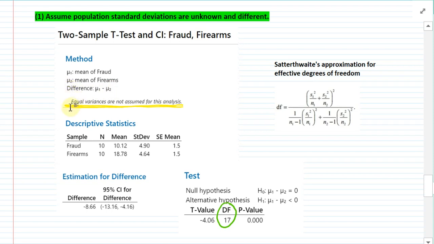And notice I've highlighted underneath that phrase, equal variances are not assumed. But anyway, for number 1, remember, we just have unknown but different. So we are not assuming equal variances. And this is what I was talking about. Satterthwaite's approximation is right in here.